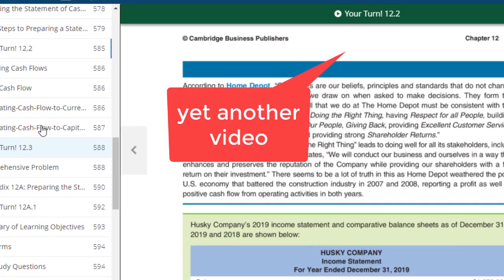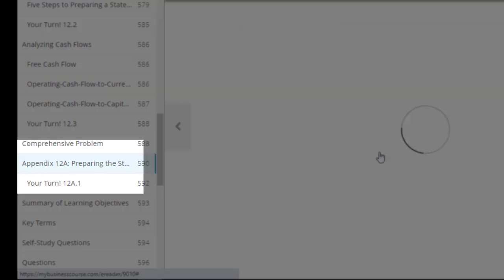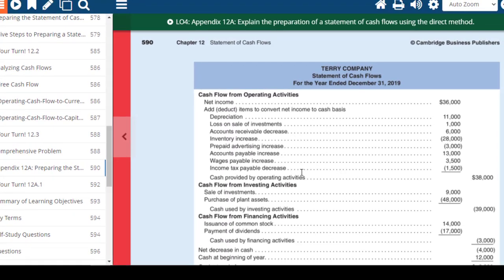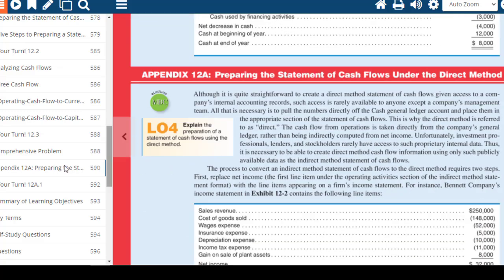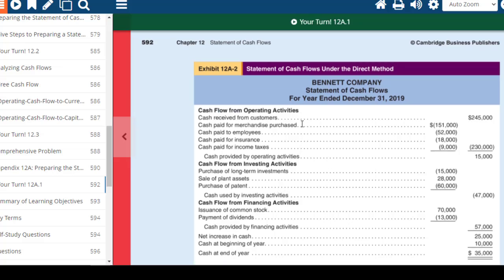To do the direct method, go down to the appendix, and when you click there, they have a walkthrough video. They walk you through in the textbook. And then you can also go through and look at the Your Turn as well as the video associated with it. It's really important that you go through the chapter for both of these before you attempt the problem, because it'll make a lot more sense.